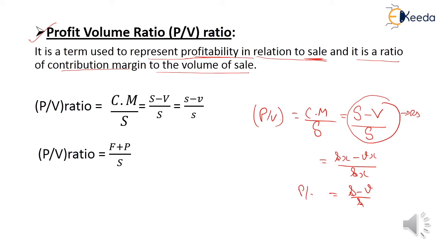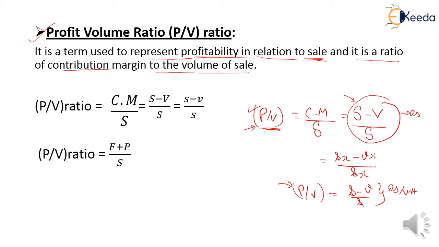This profit volume ratio is represented in rupees per unit. If in the question the examiner gives the total selling cost in rupees per unit and variable cost in rupees per unit, you can apply this formula. If in the question the total selling cost and total variable cost are given in rupees, then we apply the PV ratio in terms of totals, so apply this formula.